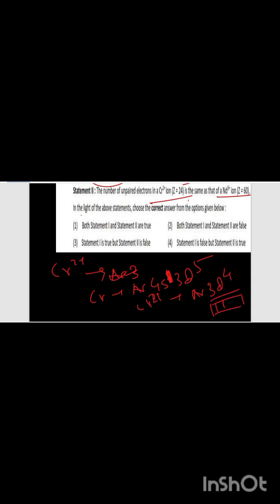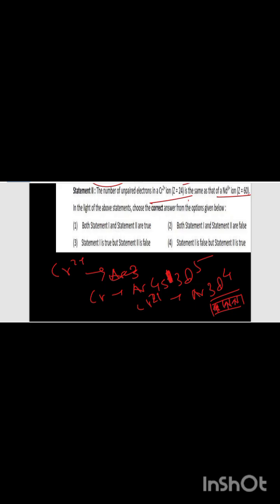The number of unpaired electrons in Cr2 plus is the same as that of Nd3 plus, atomic number Z. So Cr is 2 plus, atomic number is also given for those who cannot do it. Chromium has argon 4s1 3d5. Chromium 2 plus will have argon 3d4, that is, the number of unpaired electrons will be 4.